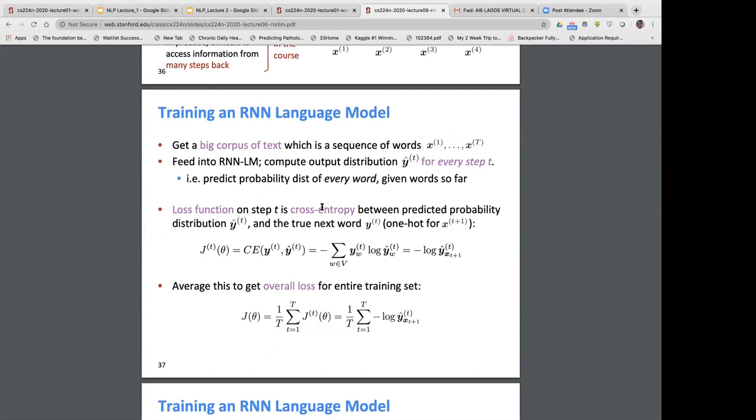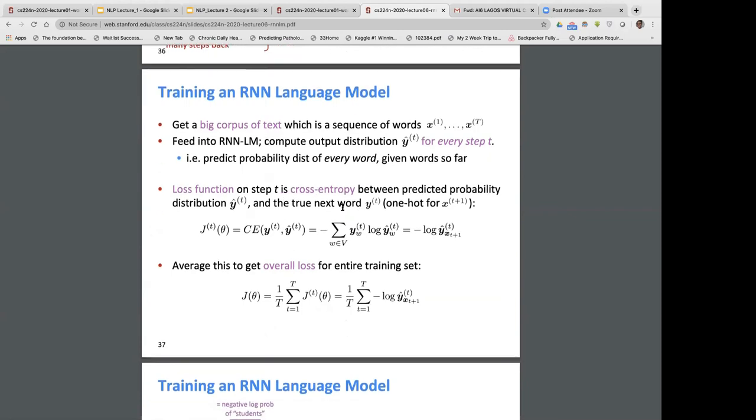So given this, you are trying to predict this. Given this, you are trying to predict this. So the loss function on each step is the cross entropy between the predicted probability and the true next word.